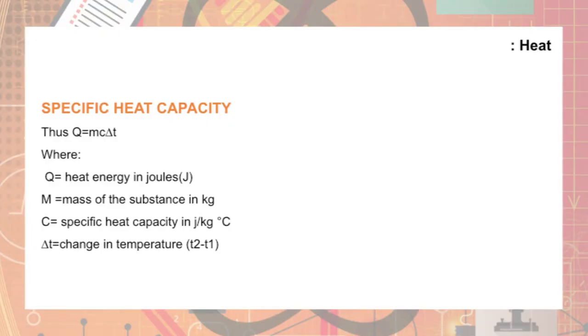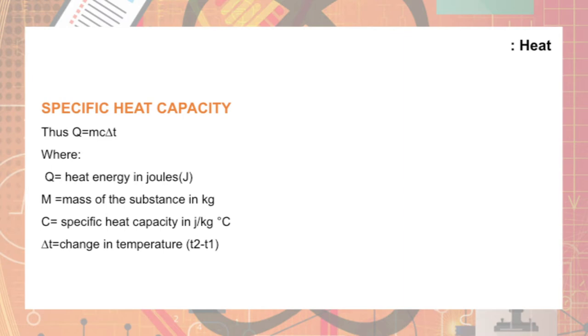I want us to look at the formula for specific heat capacity. We said that Q is equal to MC, the change in temperature. Now, I want us also to concentrate on the PowerPoint slides. Our Q there is our heat energy in joules. Then our M is the mass of the substance in kilograms.